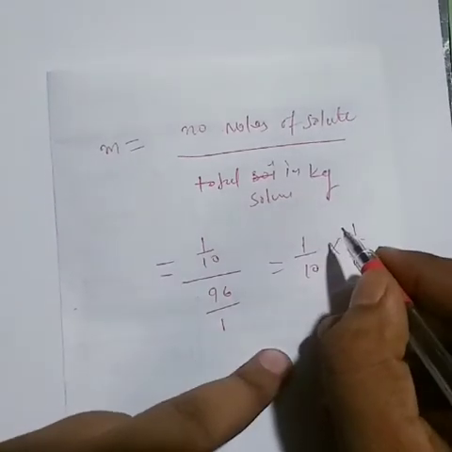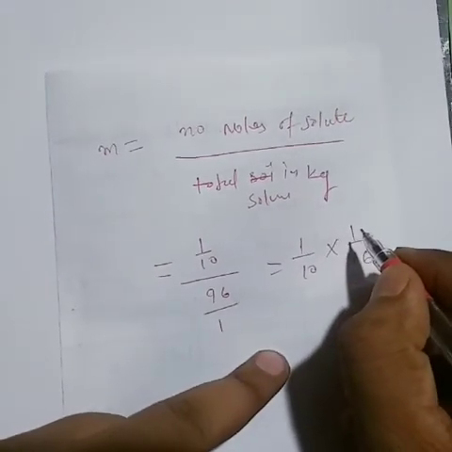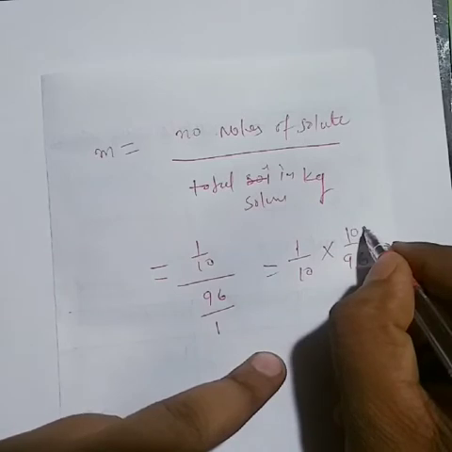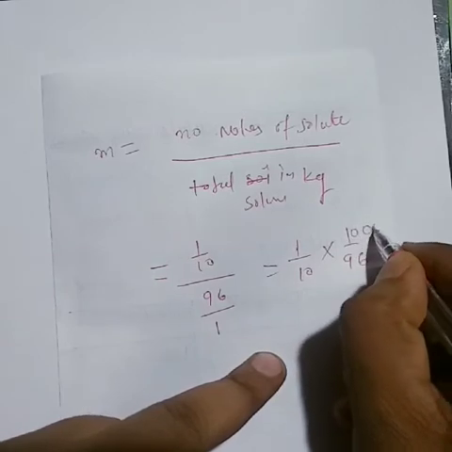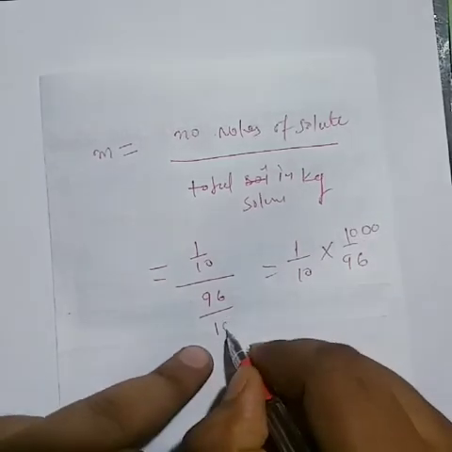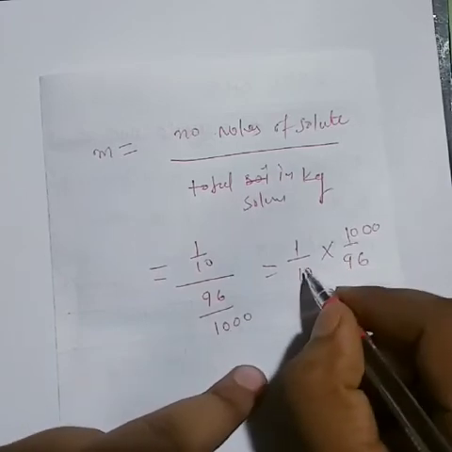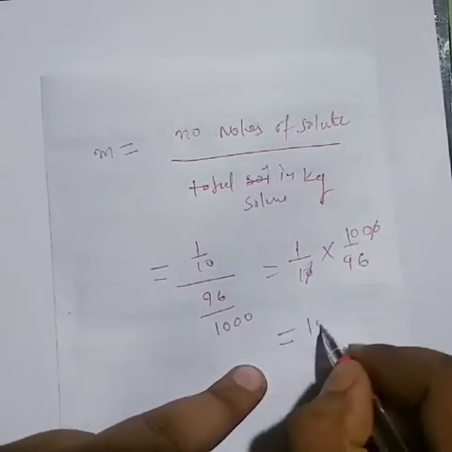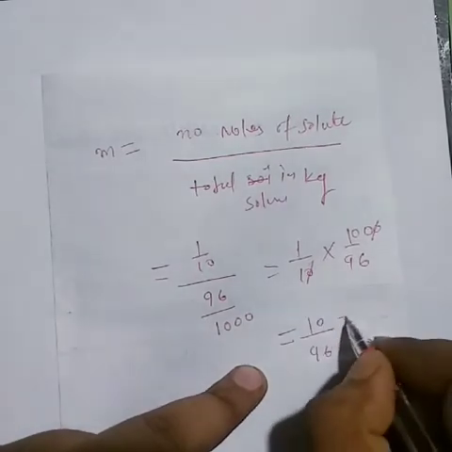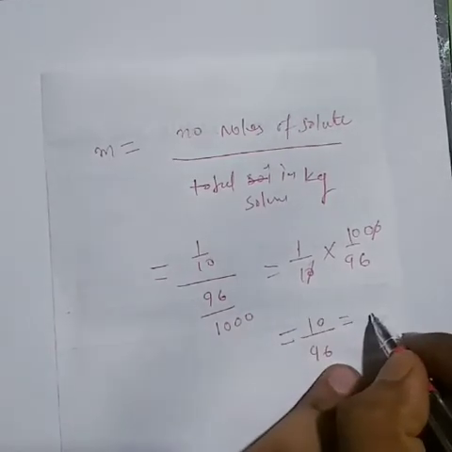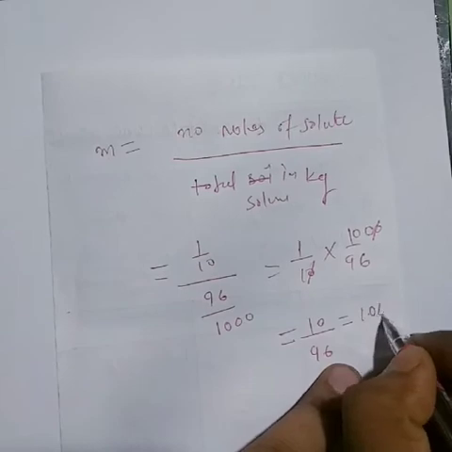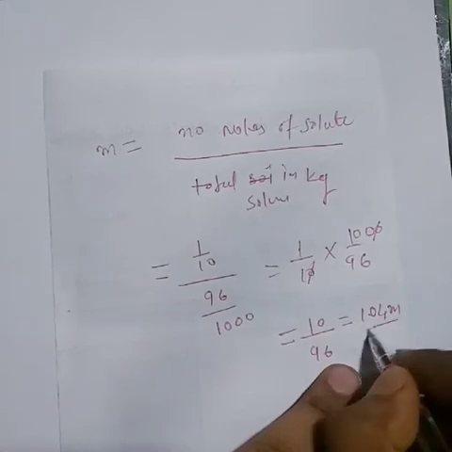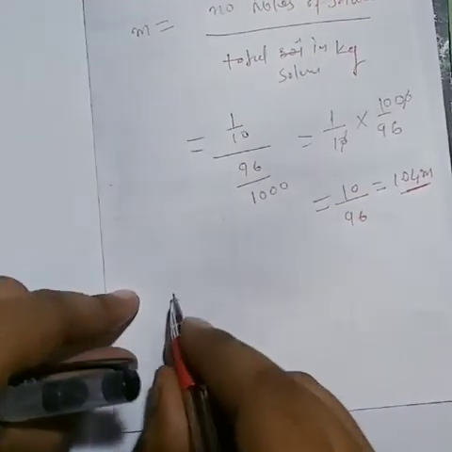So see here it is not 1000, that means here it is kg. So we put 100. So now see, this is cut, and how much is there, 10 upon 96. So how much we get, 1.04 m.